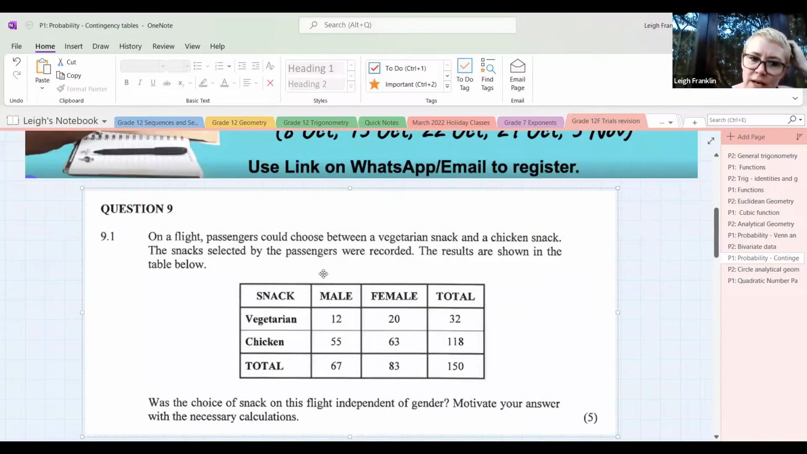What they've done is ask us to look at information about people on a flight, and that they could choose between whether they wanted something that was vegetarian or something that was chicken, and whether it was men or women that chose that particular snack on the plane. Then they ask us, was the choice of snack on this flight independent of gender? Motivate your answer with necessary calculations.